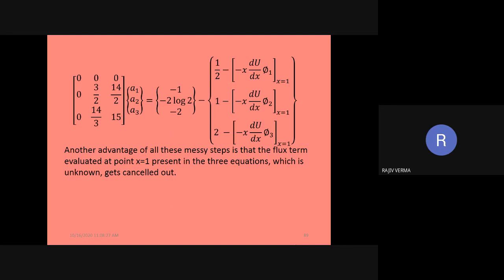Now, another advantage of these steps is that the flux term evaluated at point x equal to 1, present in the right hand side of the three equations, which obviously is unknown, gets cancelled out. So this is another advantage which we get when we manipulate the four equations according to the manner which we have just explained.